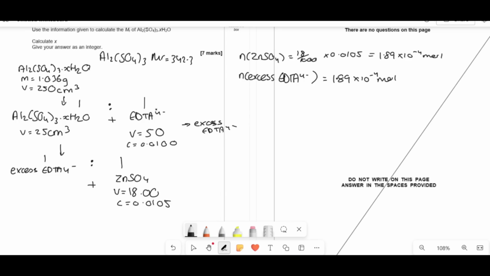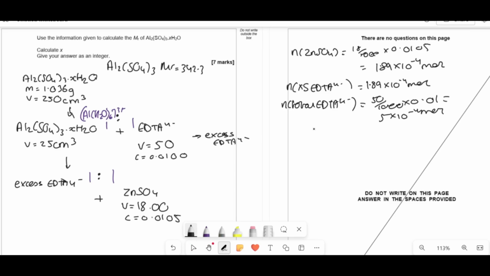Great, now what? Well, they've given you this volume and concentration of the total amount of EDTA, right? So that means out of all of this, some of it would have reacted with this and some of it's the excess. So if I work out the moles of the total EDTA4 minus, which is going to be its volume, 50 over 1,000 times 0.0100, it will be 5 times 10 to the minus 4. So now we can work out the moles of the EDTA4 minus that reacted by just doing their difference, right? So it's just going to be 5 times 10 to the minus 4 minus 1.89 times 10 to the minus 4, which is going to be 3.11 times 10 to the minus 4 moles.